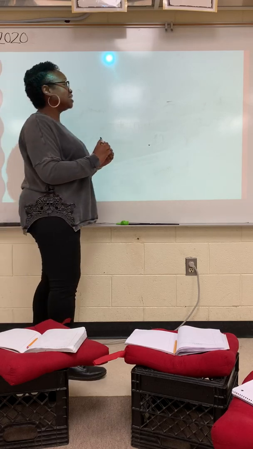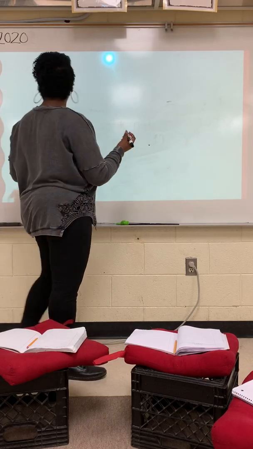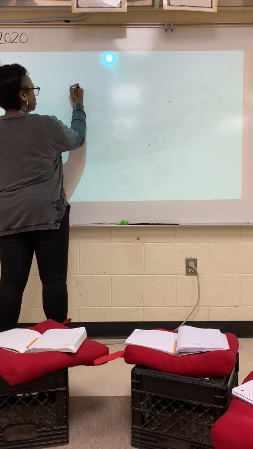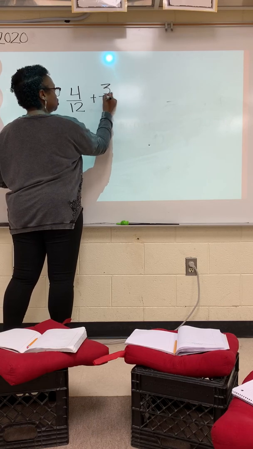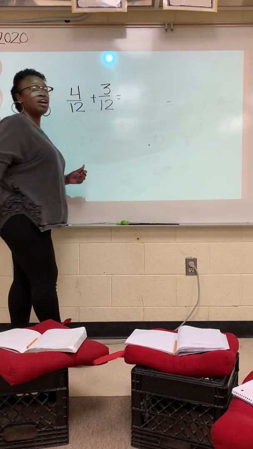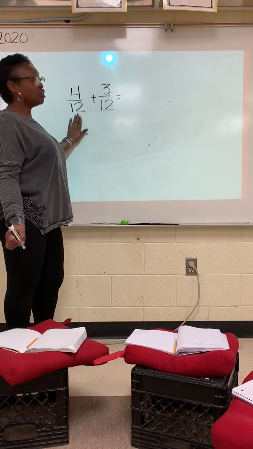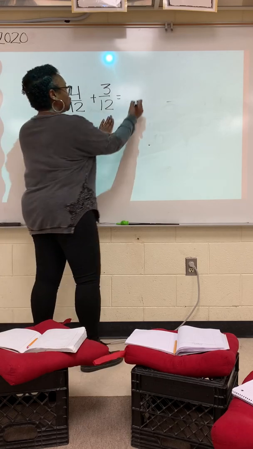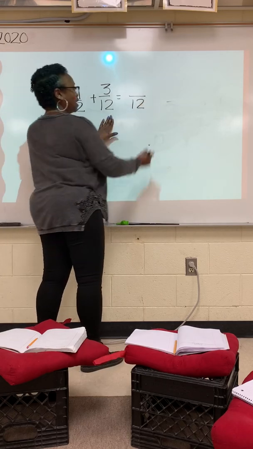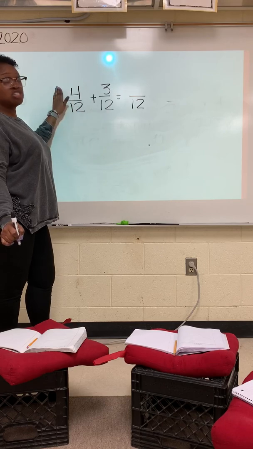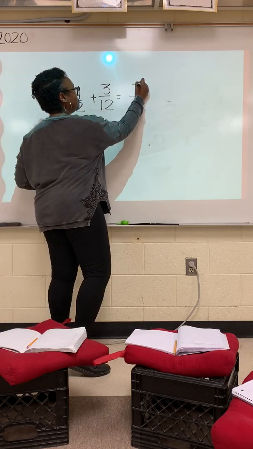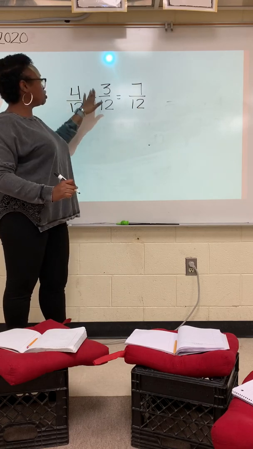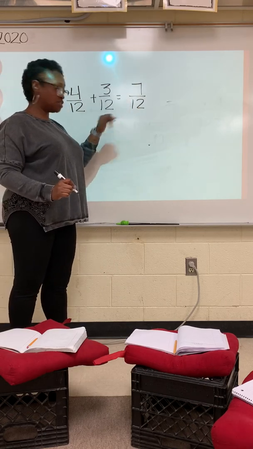All right, let's look at adding fractions. Let's look at the first problem, 4 twelfths plus 3 twelfths. When you're adding fractions, your denominators are going to stay the same. So I'm just going to put a 12 on the bottom as my denominator. Then you're just going to add the numerator. So 4 plus 3 equals 7. So 4 twelfths plus 3 twelfths equals 7 twelfths.